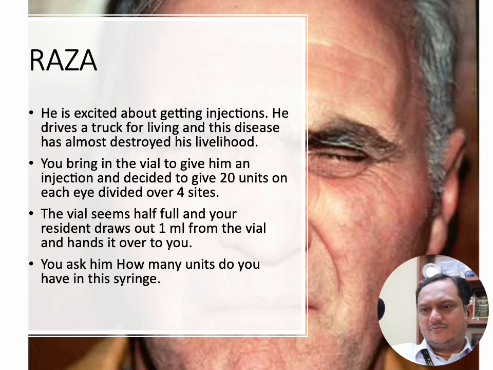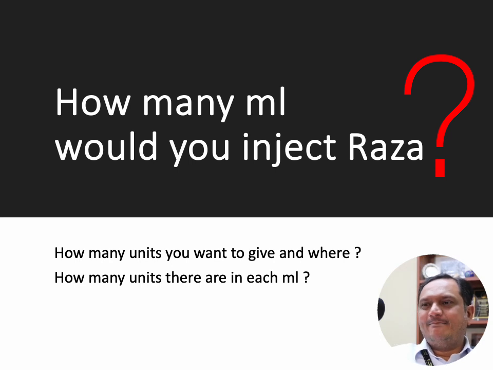And you ask him, how many units do you have in this syringe? So you're asking the resident, you gave me 1 syringe, okay, here's 20 units. Well, how many units are in the syringe? Are they 50 units? Are they 100 units? Are they 20 units? How much is in a syringe, right? So the question is, how many ml would you inject Raza? And how many units will you give him? And where would you give these sites?